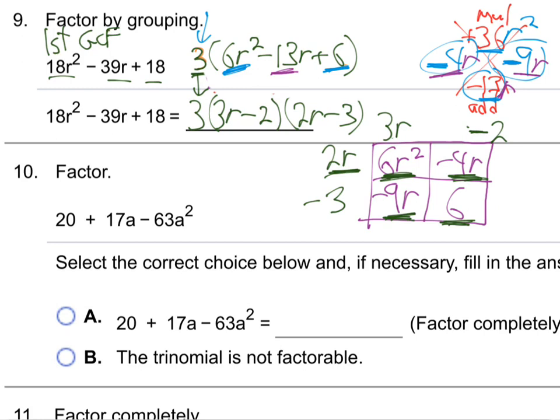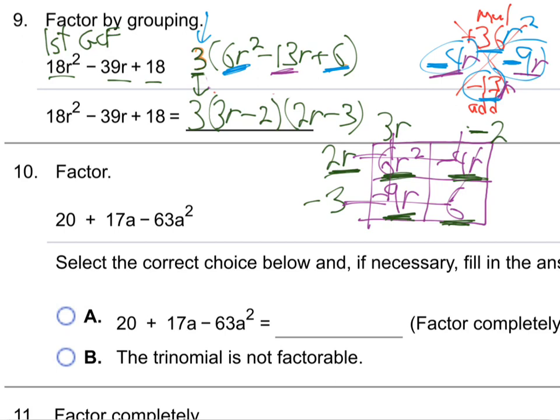They should multiply. Right? 2r times 3r makes 6r squared. Minus 3 times 3r makes minus 9r. 2r times minus 2 makes minus 4r. Minus 3 times minus 2 makes plus 6. See how they all work? So we did it. All right.